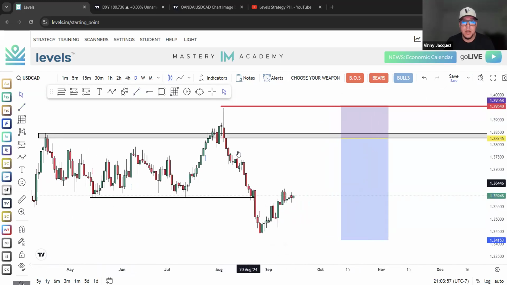So let's just take a look right here. There is another zone way up here that looks super solid as well.